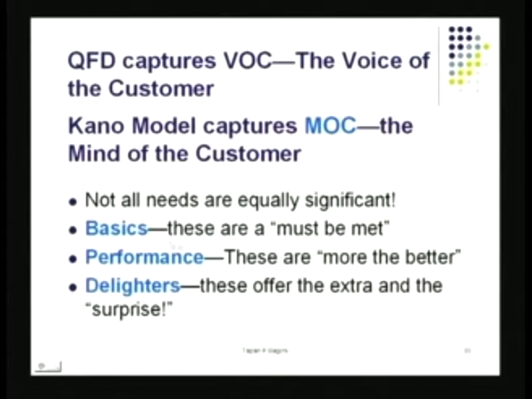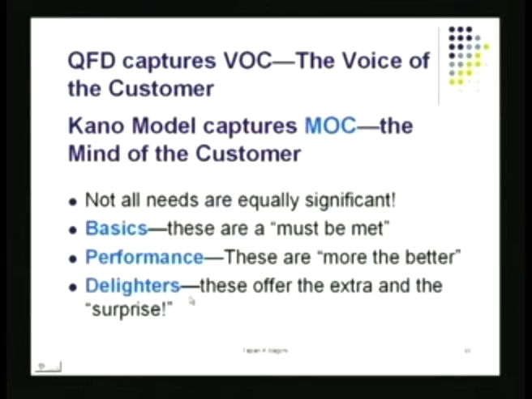The basic requirements must be met. There is no escape from this. The performance requirements, the more the better. The cleaner the shirt or the firmer the press, the better for us. We feel better. Then these delighters, just like that SMS that arrives as soon as my shirt is ready. It's like a worry that has gone off by this thing.